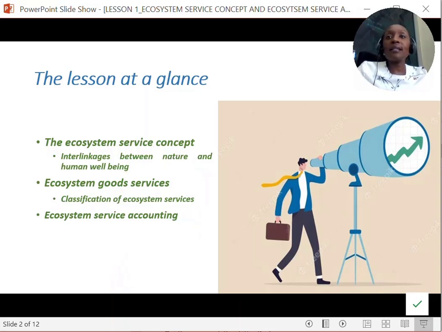From a glance, we shall be dissecting the ecosystem service concept, where we shall try and understand what generally an ecosystem is, as well as the general interlinkages between the ecosystems or nature on one hand and human well-being on the other hand. We shall also introduce the different goods and services that we benefit from these ecosystems or nature. And at the end of the day, we shall be looking at how these services and goods can be packaged into meaningful economic values through the process that we call ecosystem service accounting.